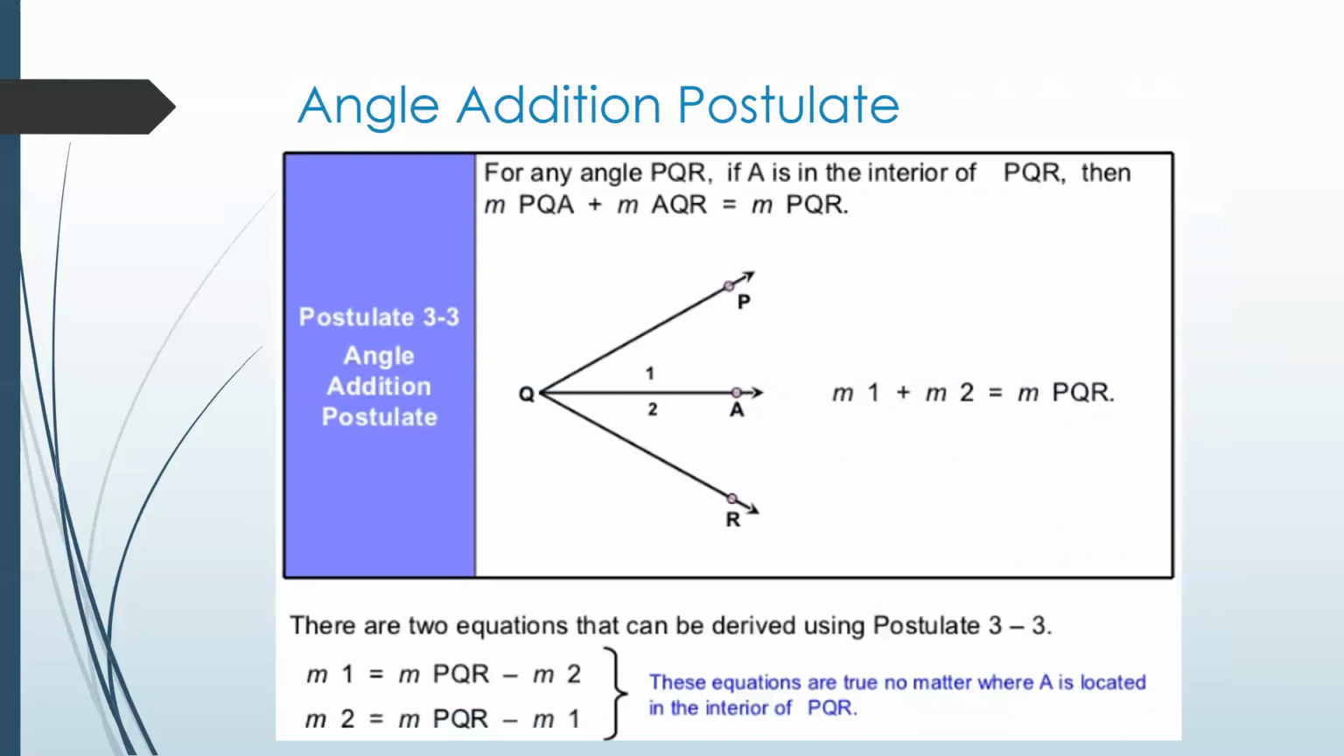Which leads us to the angle addition postulate. Postulates and theorems are a big thing in geometry. So for angle addition, we have here angle 1 and angle 2. If you add these two angles together, that's going to equal angle PQR.